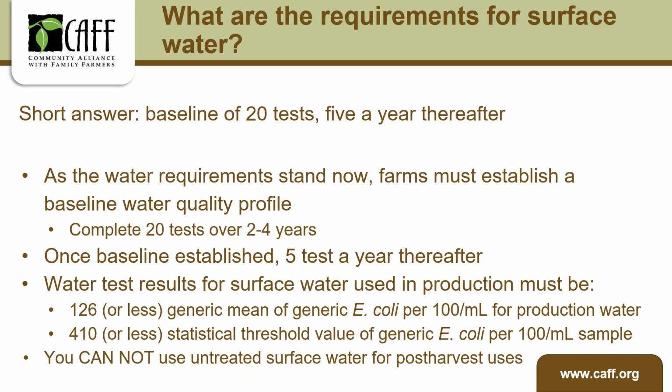Okay, and then the other important note is that with surface water under FSMA, you cannot use untreated surface water for post-harvest uses. So you can't use untreated irrigation water for any washing of produce, or water used during harvest, or hand washing water, anything like that.